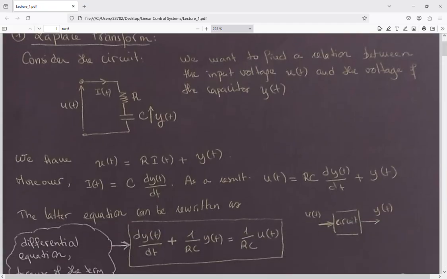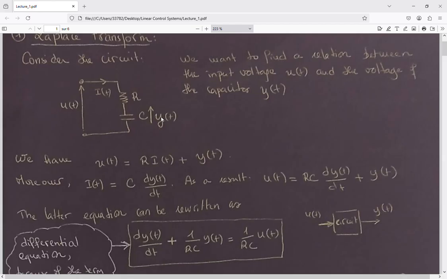So we have here an input voltage, U of t, we have a current, I of t, a resistor, and a capacitor, and the voltage of the capacitor is Y of t. And the goal is to find a relation between the input voltage U of t and the output voltage, so the capacitor voltage, Y of t.